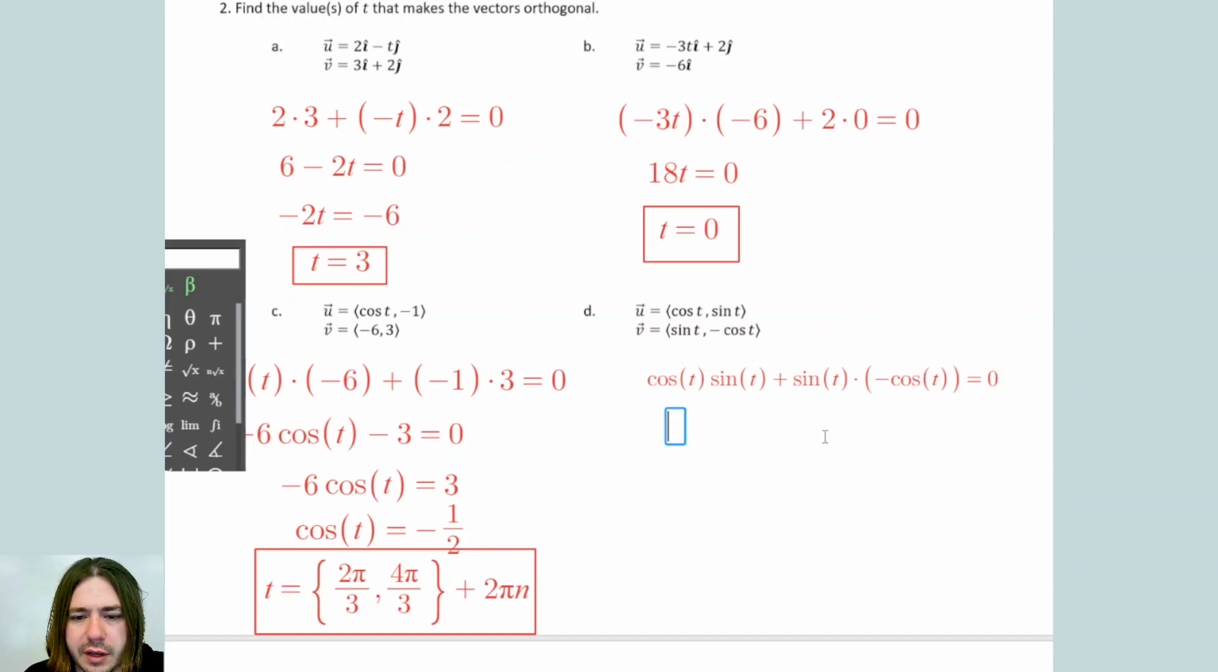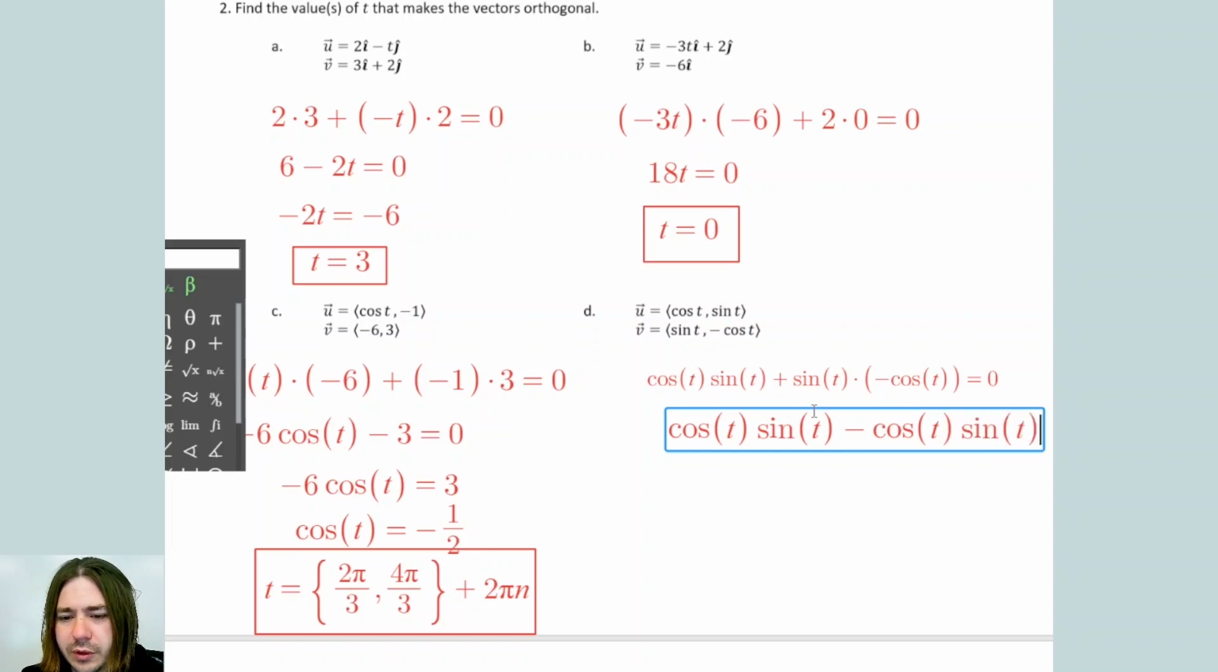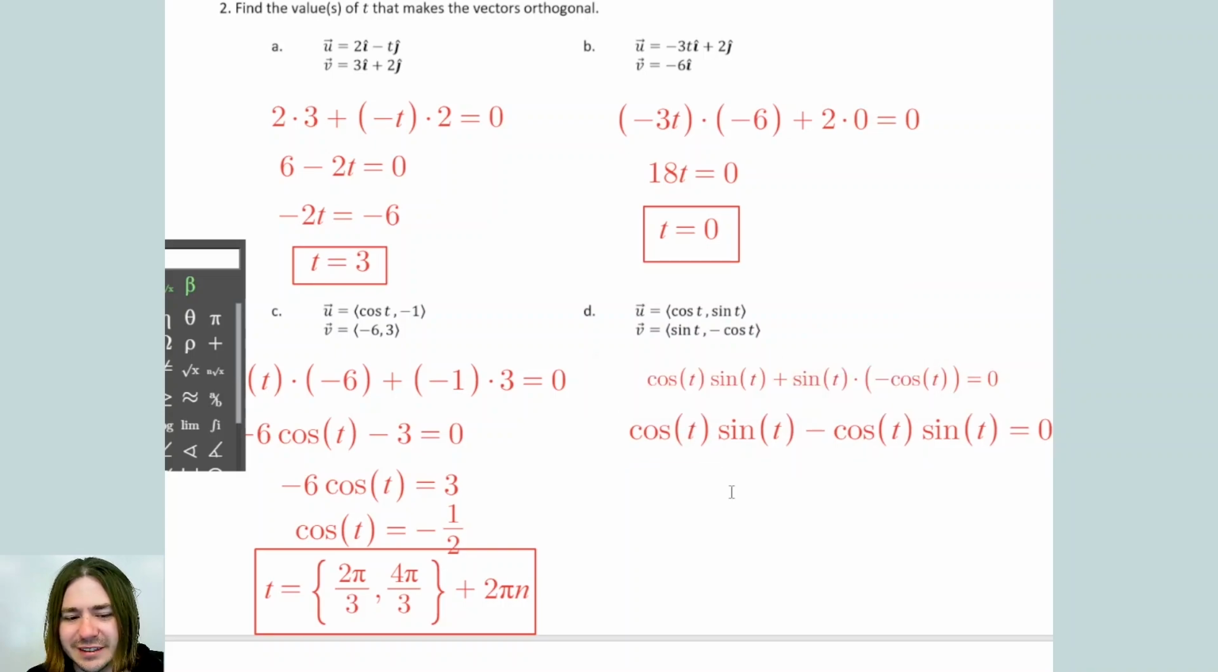Okay, so I'm going to just clean this up a little bit. We've got cosine of t times sine of t, and then multiplying a positive and negative makes that minus, so minus cosine t sine t. When does that equal 0? Well, that is always going to be 0, because anytime you subtract something from itself, you get 0. So it doesn't really matter what t is here. So we could say t could be anything. So t, we'll say it could be all real numbers.